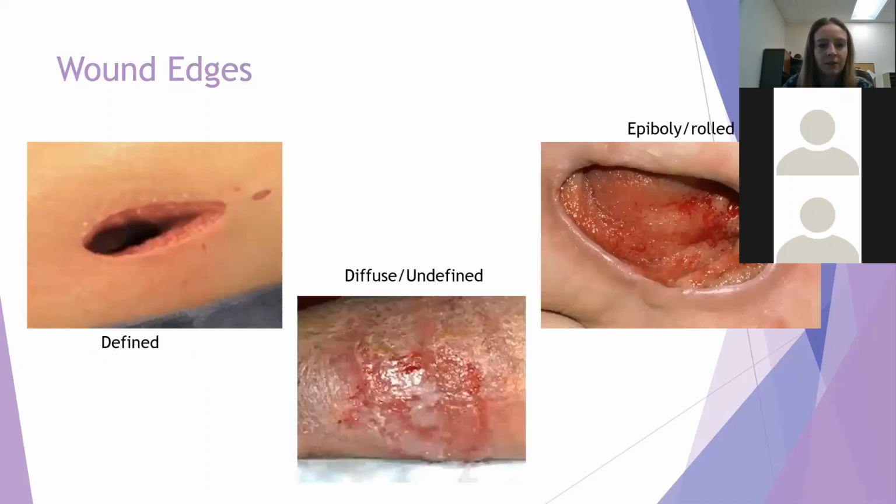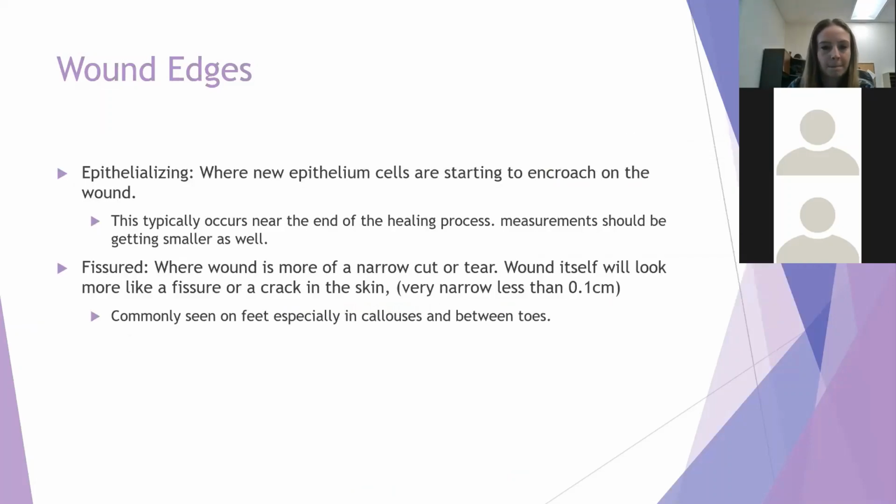So a picture of our defined, then our diffuse undefined, where you can't really tell where wound starts and wound ends, and then a picture of the rolled edges. Epithelializing, where new epithelium cells are starting to encroach on the wound, typically occurs near the end of the healing process, and measurement should be getting smaller at this point as well.